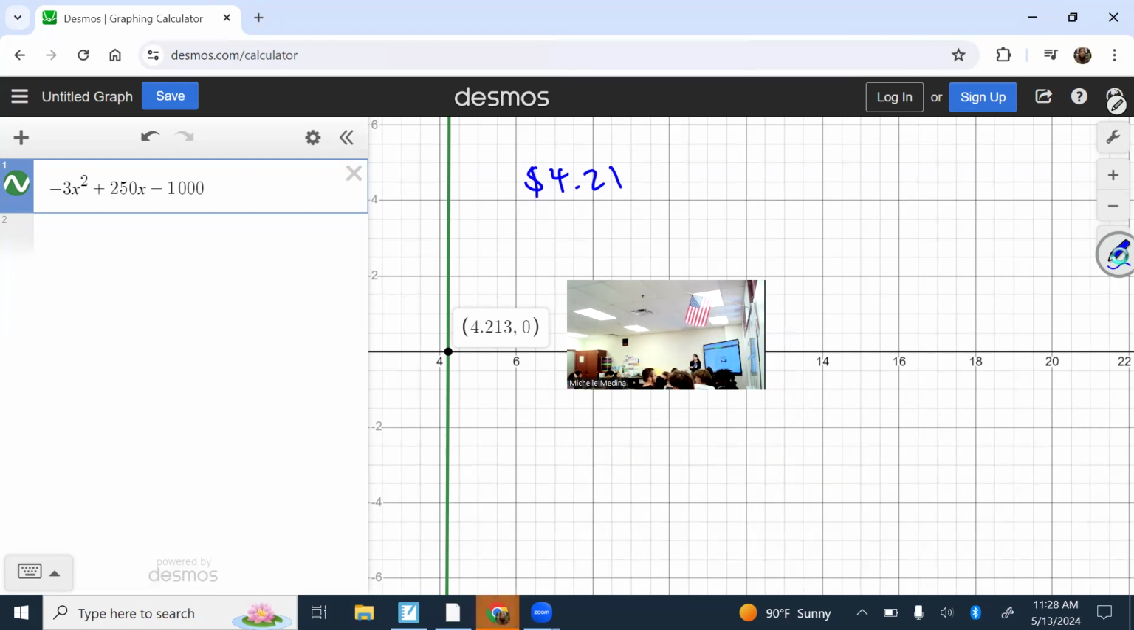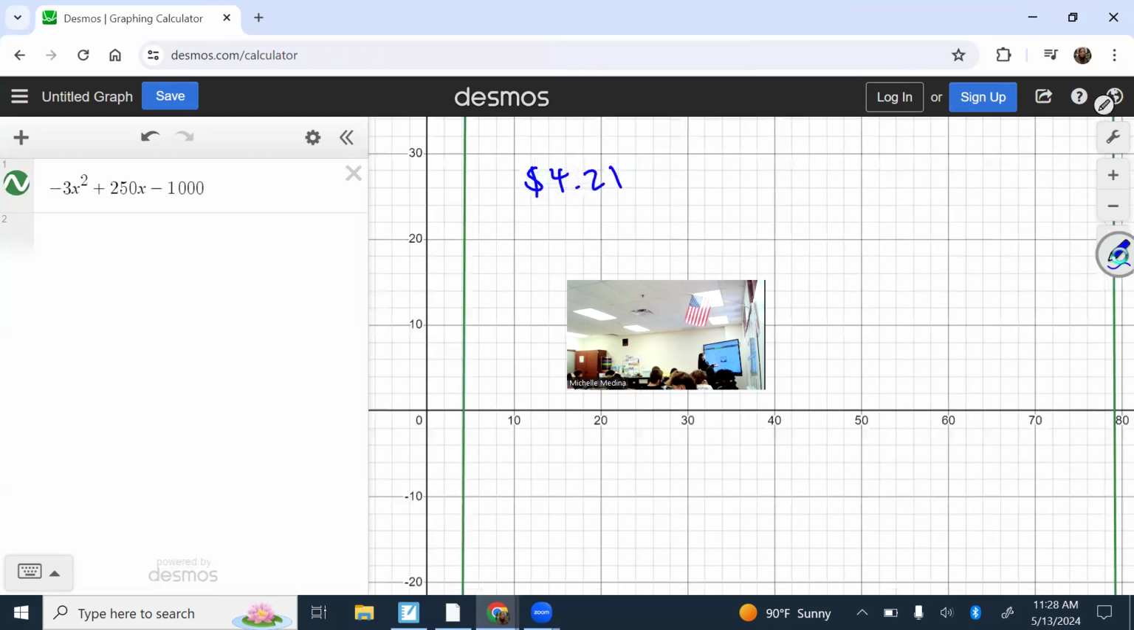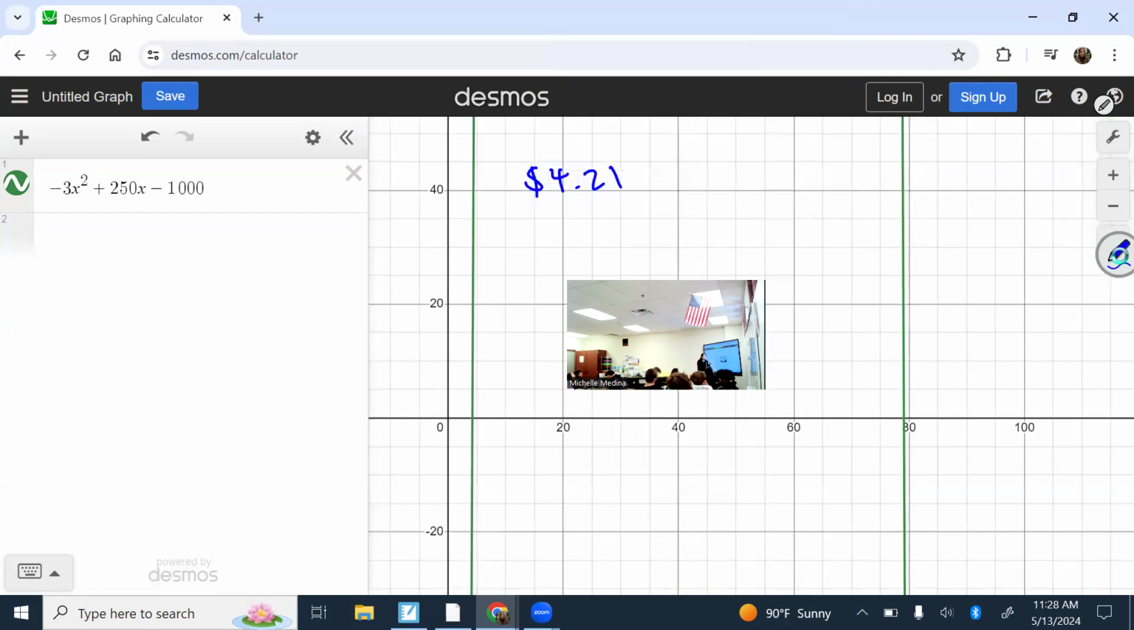Is that my only answer? It looks like it at first. How can I see my other answer? Zoom out. Most of the time, there are 2 solutions. So zoom out, check. My other solution is on my other x-intercept, which is about $79.12.